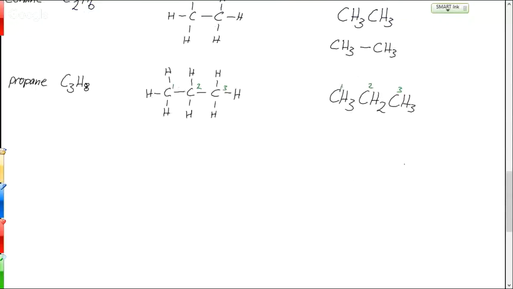The next entry is called butane. And I'll give you a hint, it has four carbons. See if you can fill in the rest. So what you might want to do is draw the expanded structure first, then get the formula, and then look at the condensed structure.